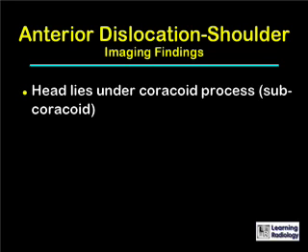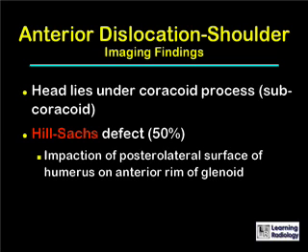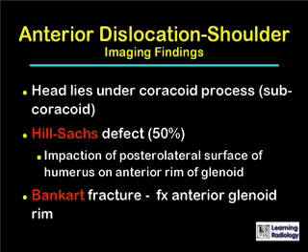The imaging findings in an anterior dislocation are that the humeral head lies under the coracoid process. They're called subcoracoid dislocations at times. A Hill-Sachs deformity may be present about half of the times. A Hill-Sachs deformity is actually a fracture, which is an impaction of the posterior lateral surface of the humerus as it strikes the anterior rim of the glenoid on dislocating. And there may be a Bankart fracture, which is a fracture of the anterior rim of the glenoid.